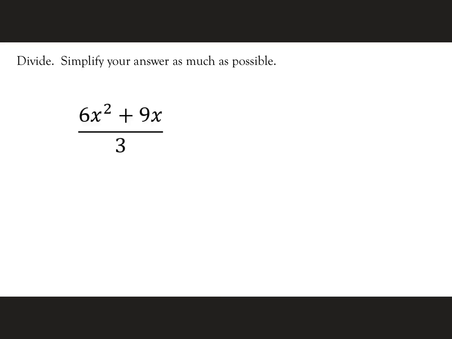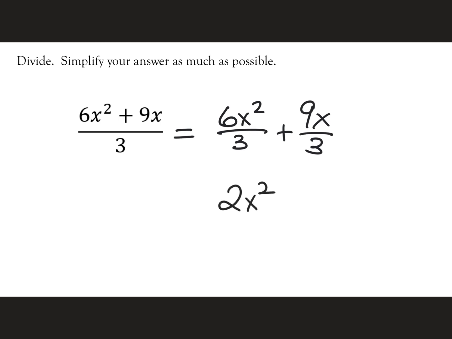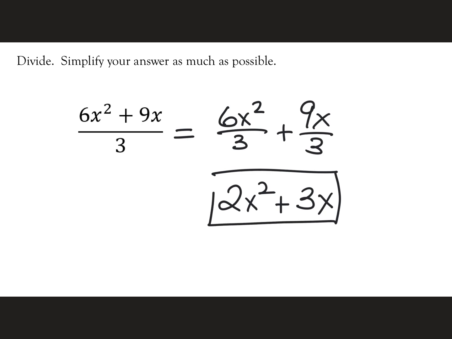That's key to what we're doing today. I'm going to start with some simple ones and then just keep getting harder each time I go to a new problem. One thing you need to know is that when I have a plus sign here in the middle of my numerator, I'm actually going to separate this into two problems. 6x squared divided by 3 and 9x divided by 3. And I'm just going to simplify each one of these quotients. 6 divided by 3 is a 2, and the x squared stays the same. And then 9 divided by 3 is a 3, and the x stays the same. And there you go. That is my final answer.